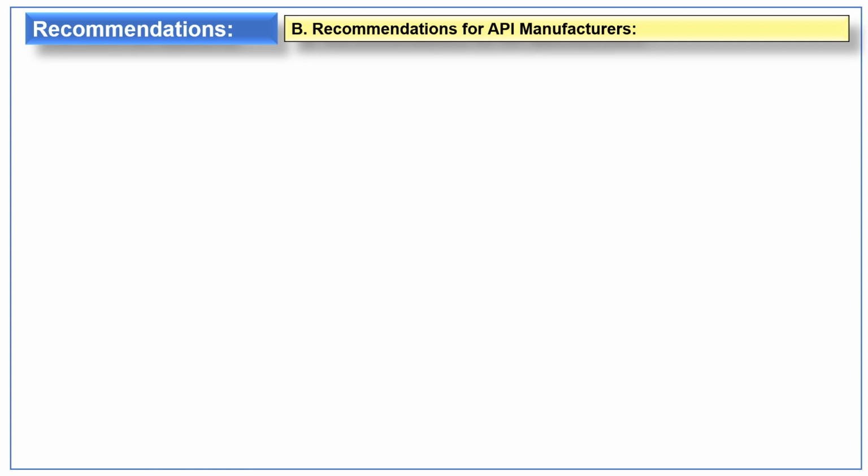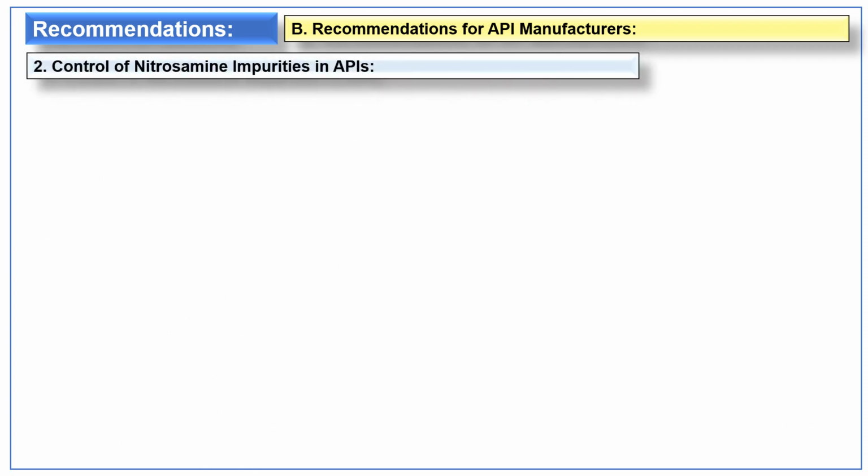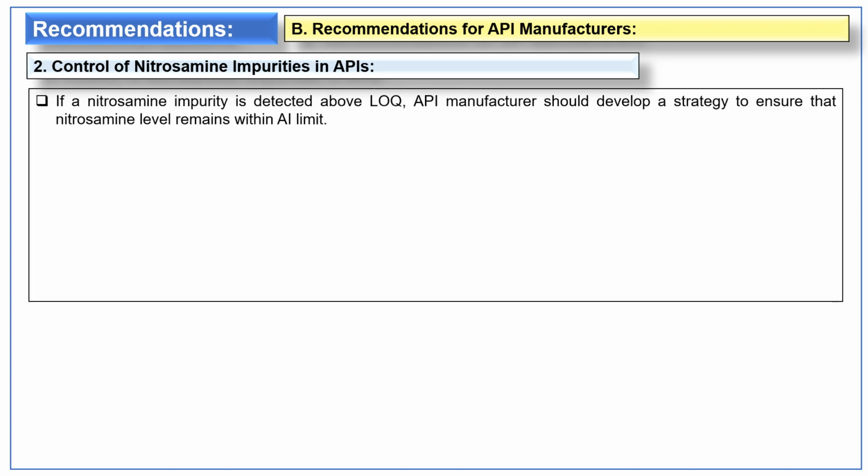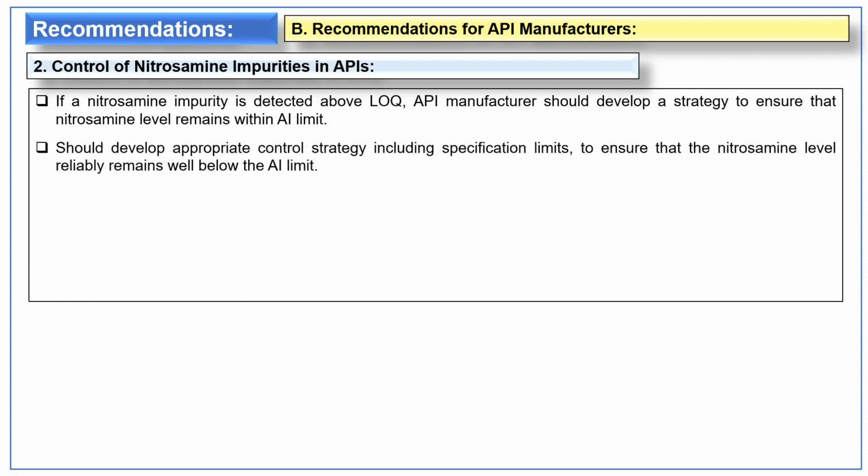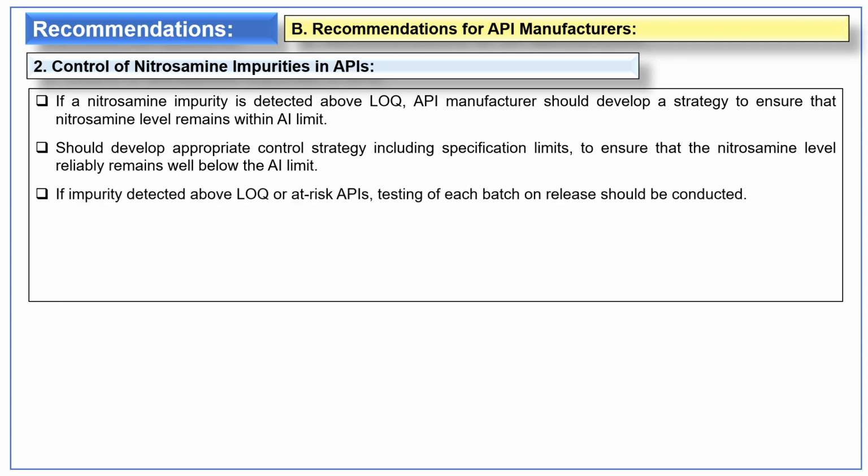Recommendation for the API manufacturer also includes the recommendation for control of nitrosamine impurities in the API. If a nitrosamine impurity is detected above LOQ, the manufacturer should develop a strategy to ensure that the level remains within the AI limit, and they should develop an appropriate control strategy including the specification limit. If the impurity is detected above LOQ, testing of each batch on release should be conducted.